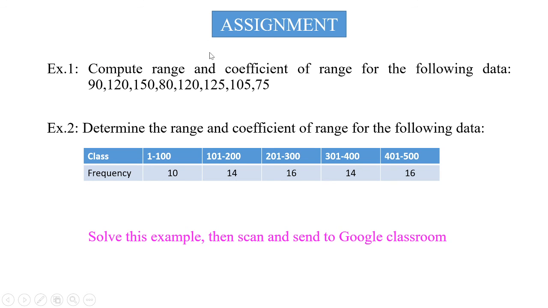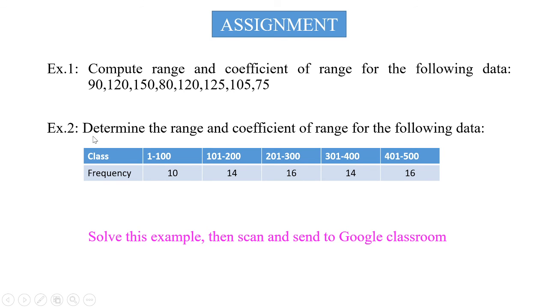So student, today we give some assignments. Exercise number 1 is a problem of individual observations and exercise number 2 is a problem of frequency distribution. In the first problem, compute range and coefficient of range from the following data. This is individual observation. We have to find the smallest observation and the largest observation of this data, and using the formula range is equal to L minus S, solve this example. Then we have to find coefficient of range using the formula L minus S divided by L plus S.